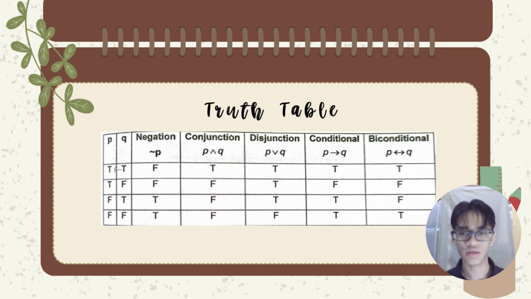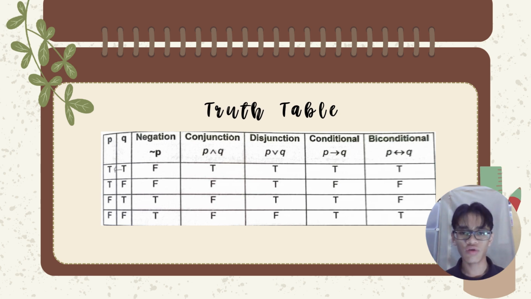Fourth column, conjunction, P and Q. If P is true and Q is true, then P and Q is true. Otherwise, P and Q is false. So when the two inputs P and Q are true, it will return true. Otherwise, if one of them is false, it will return false. So for this column, the truth values are true, false, false, false.